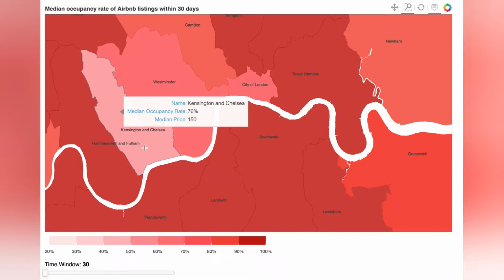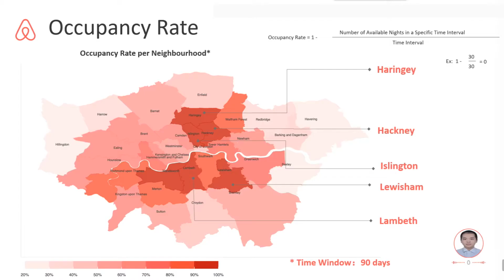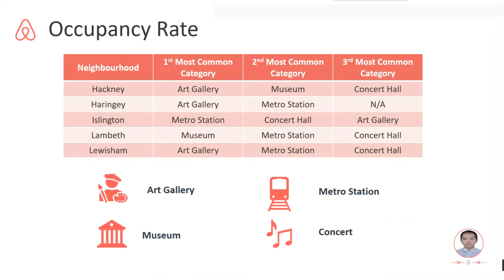But we would definitely recommend those 3 areas to some users who are willing to pay a high price and looking for a decent place to live urgently. Getting back to the 90-day time window, we're trying to understand what factors make those areas so popular. After incorporating some external information, we figured out that those areas are mostly known for 2 things.